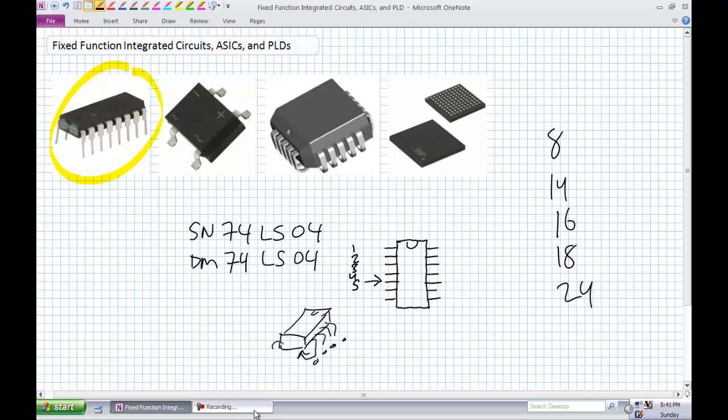Okay, here's another quick one. What pin number is that? I'll give you a little bit here. And trick question, it's 5. Because my identifier is right there. All I did was flip the chip upside down. So 1, 2, 3, 4, 5.